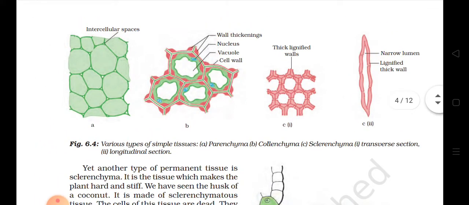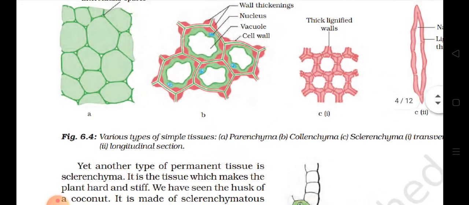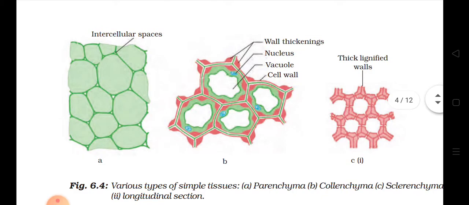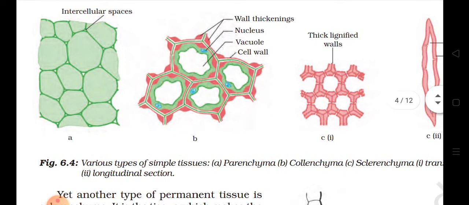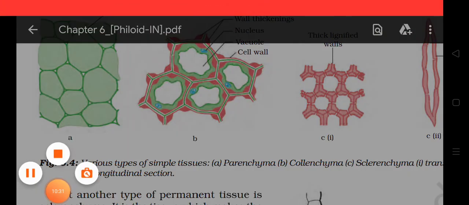See, you can see in the diagram, the first one is the parenchyma. There is intercellular space in between. Parenchyma arrangement is like a carom board. When we put the discs on the carom board, there is space between them. They are all oval in shape, so when we arrange oval things, a triangular space is present in between them. That is known as intercellular space.